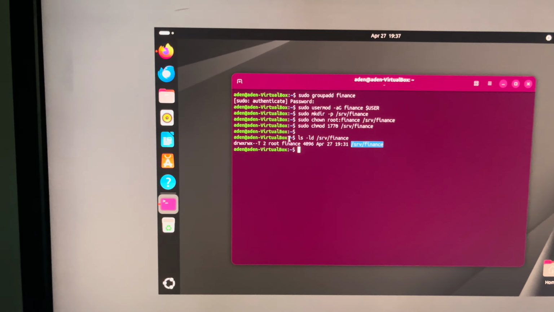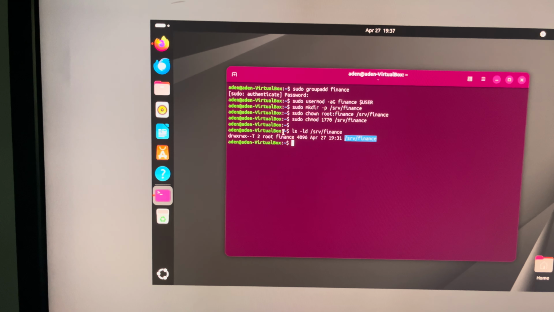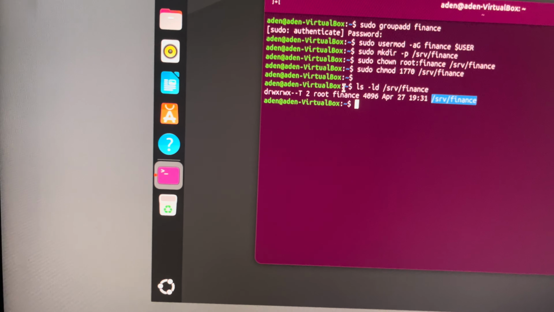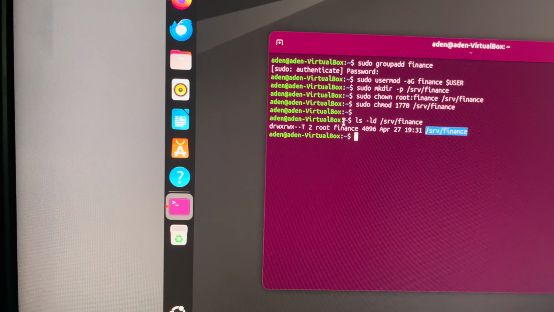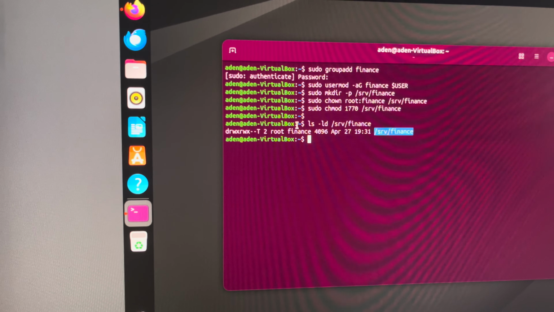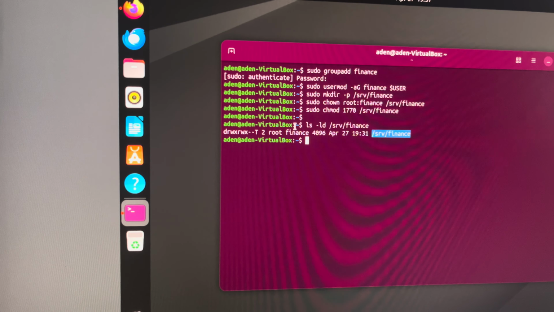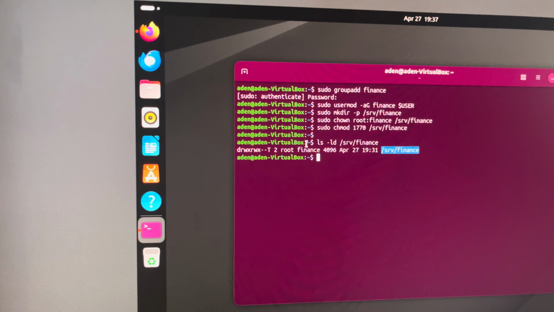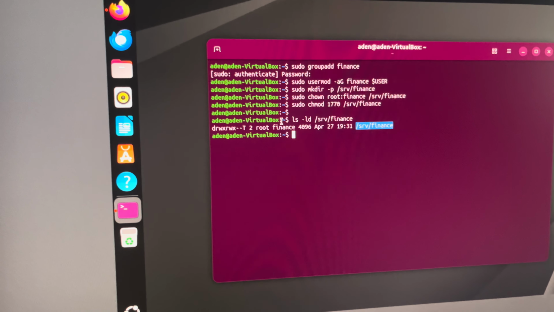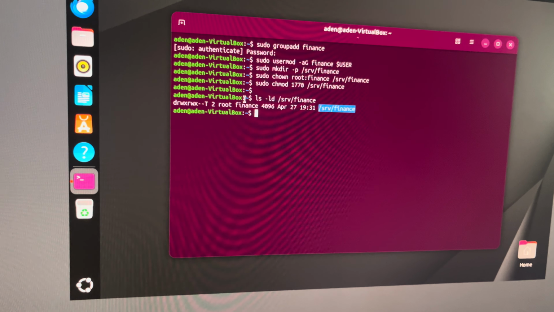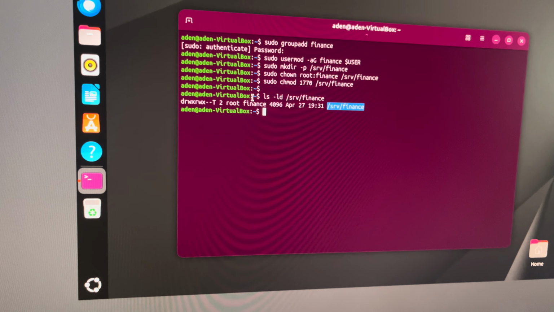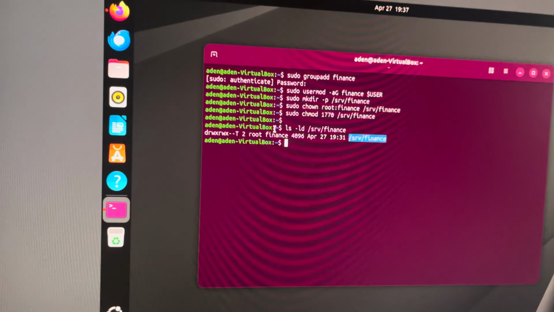Next, what I needed to do was assign the user, which was what the usermod did. It uses the -aG flag, which stands for append group, which is safer than using just -G because it adds you to the finance group without accidentally removing the user from other existing groups.